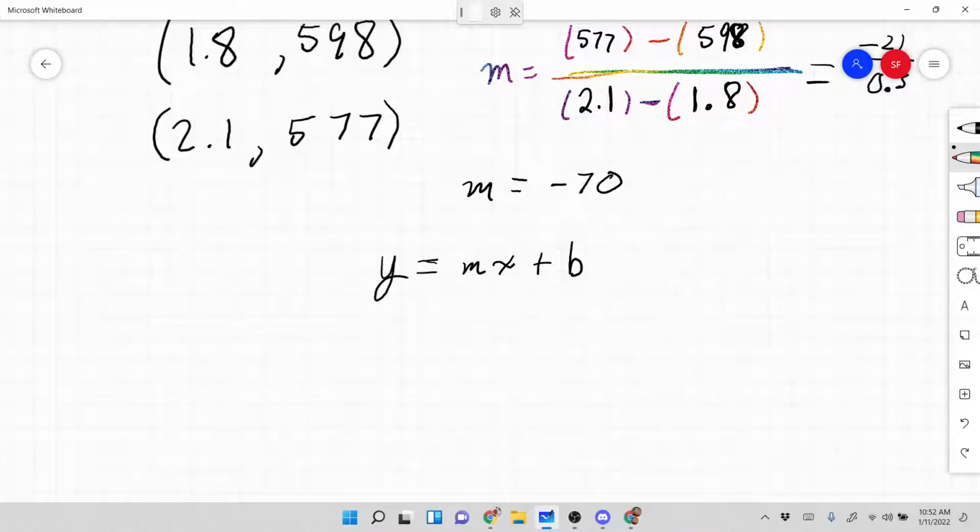What are we going to plug in right here? 2.1 for y. It's 0.3. No, it'd be 577. Listen, it's 0.5. 577 equals, what are we going to plug in here? Negative 70. What are we going to plug in here? The 2.1. So solve for b. Go.